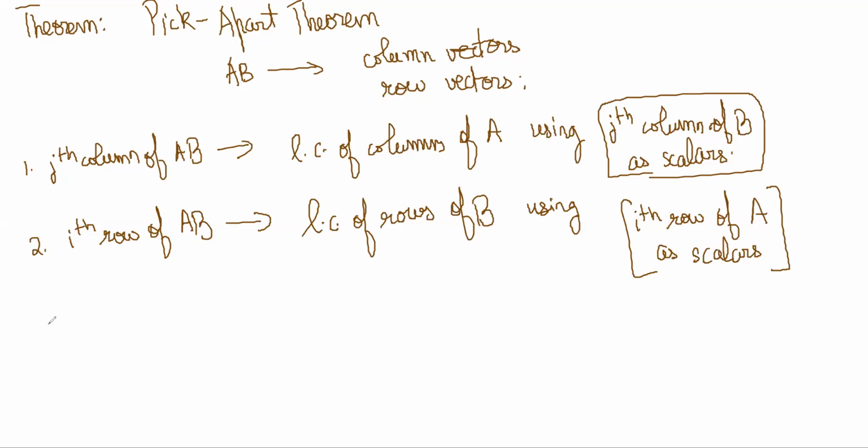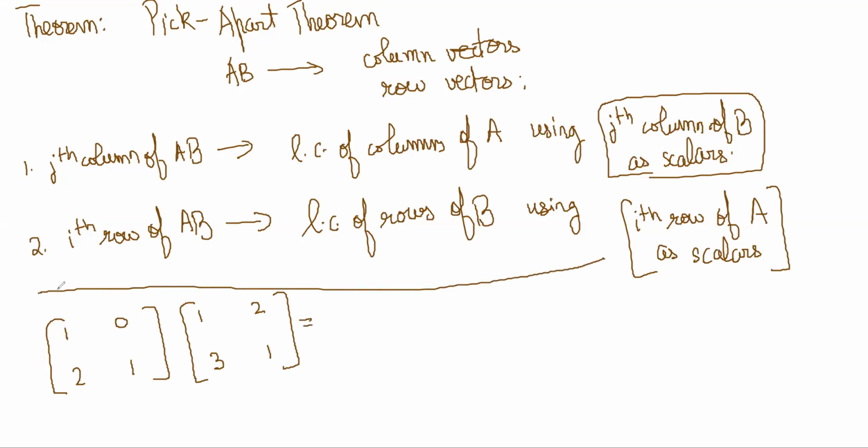So example, let's do a simple multiplication. 1 0 2 1 1 2 3 1. Okay. I will do the second thing. Okay, second thing we have not yet seen.